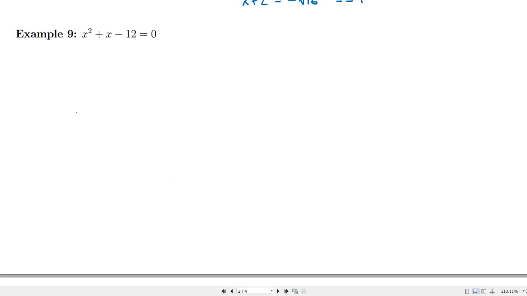Okay, so let's solve this one. First, we have to bring the 12 over. So we will have x squared plus x equals 12. So a is 1, b is 1, and c is 12. So we divide both sides by a, and here it is. So then we were going to add b over 2a squared to both sides, right?